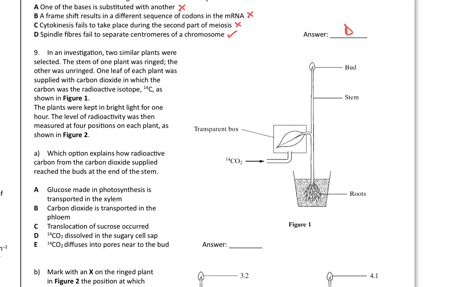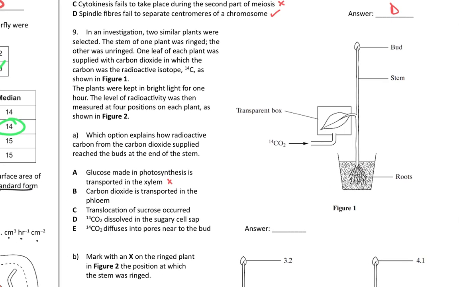And then, figure 2 below is showing radioactivity. Which of the options explains how radioactive carbon from carbon dioxide supplied reaches the buds at the end of the stems? So the bud's at the top. You can see down here it's gone to the bud, and it is. Let's have a look. Glucose made in photosynthesis is transported in the xylem. No, it's not. Sucrose is transported in the phloem. So that one's wrong.